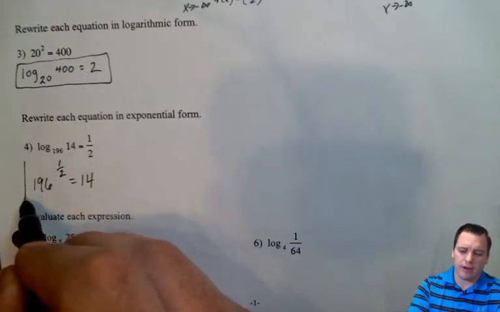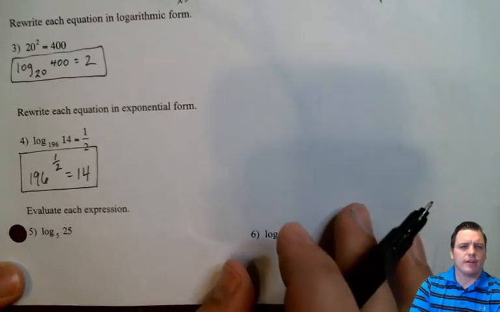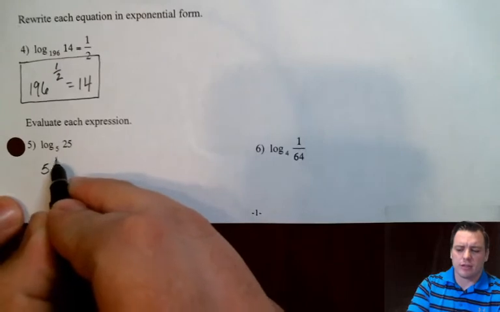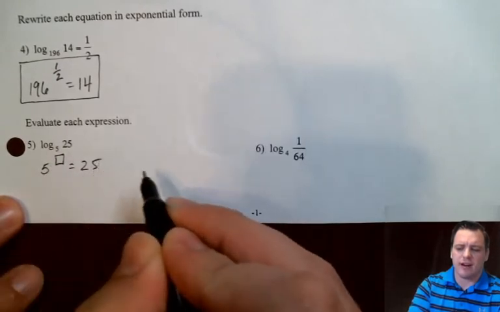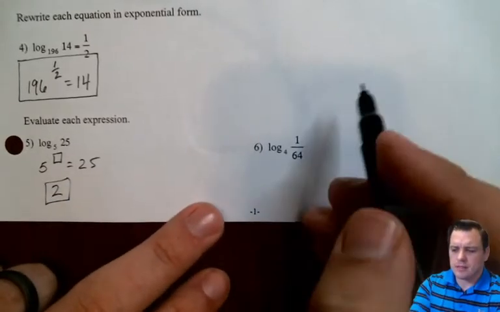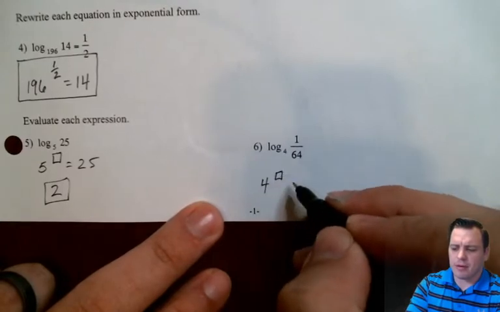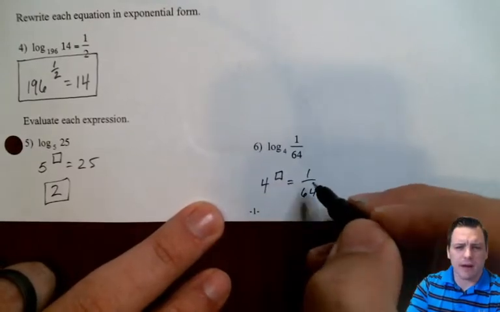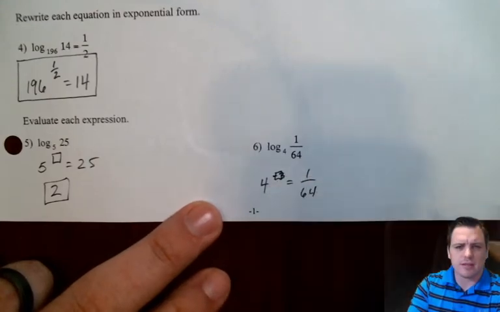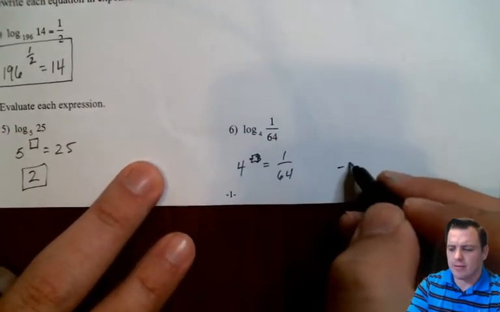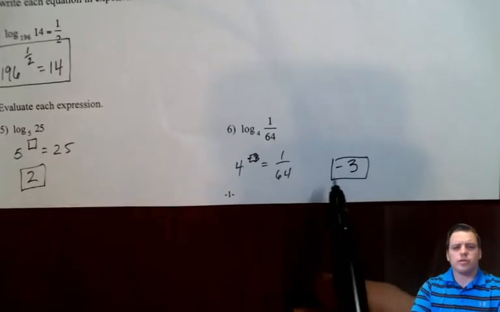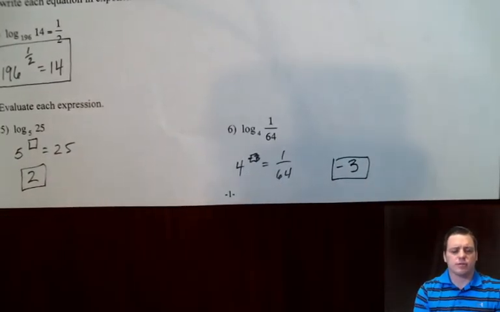Okay, so this whole thing right here will be my final answer. Number 5, log base 5 of 25. So you want, as I told you, 5 to the what power is equal to 25? Well, 5 squared. So that equals 2. Same thing here. 4 to the what power is equal to 1 over 64? Remember, since it's a fraction, it's going to force that to be negative. And 4 cubed is 64, so that would be negative 3 here. 4 to the negative third is equal to 1 over 64, so negative 3 there.